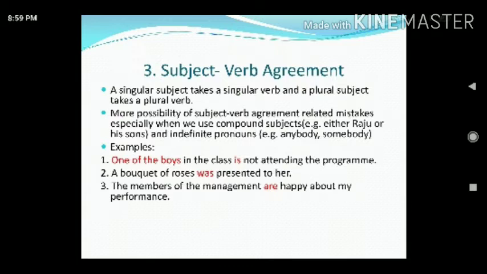Second one, a bouquet of roses was presented to her. Here the subject is not roses but a bouquet of roses. It is singular, a bouquet of roses. So we used was. And third one, the members of the management are happy about my performance. Here the subject is members of the management. It is plural. So we used are as verb.